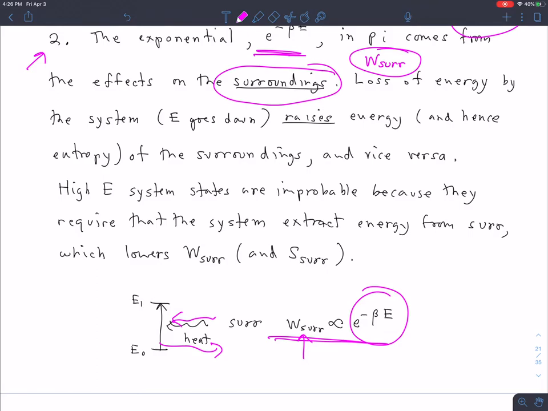On the other hand, if you send energy out of the system into the surroundings, then the opposite happens. You're increasing the number of microstates available to the surroundings. And again, this same term accounts for that too.